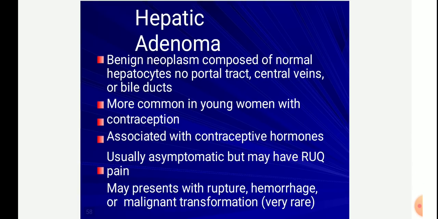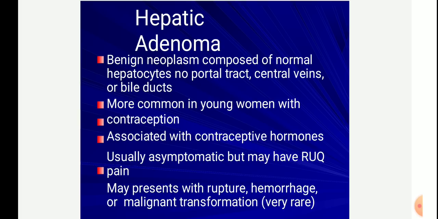Coming to hepatic adenomas. These are benign neoplasms composed of normal hepatocytes, with no portal tracts, central veins or bile ducts to be seen. More common in young women on contraceptive pills. So the pills rich in hormones could be one of the causative factors here. Associated with contraceptive hormones.